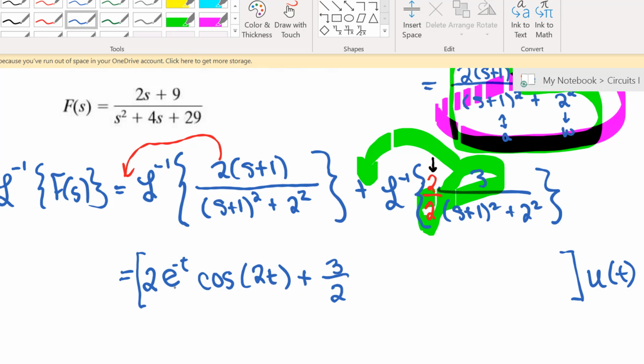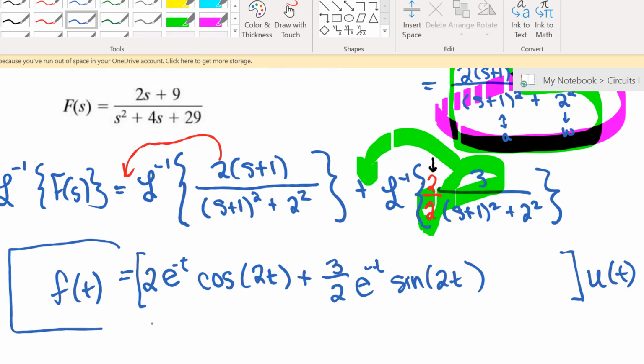So it still had an e to the negative at, and then it was sine omega t. Okay, and then again, I left a little bit of extra space there, but okay, so this is our answer.